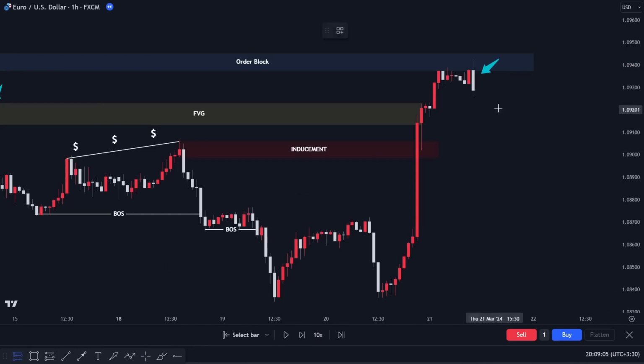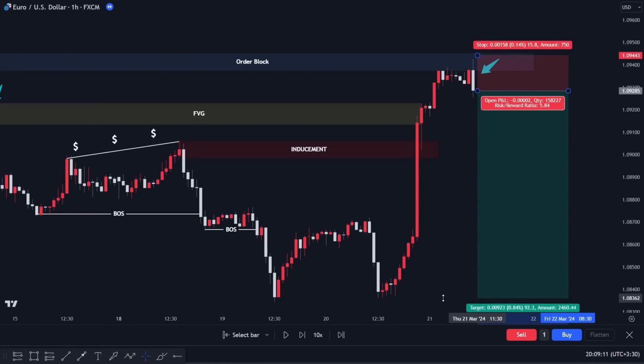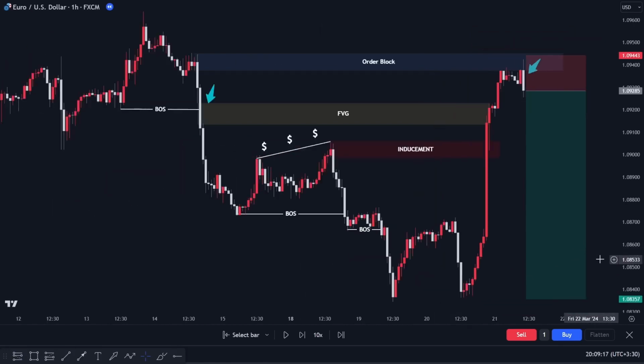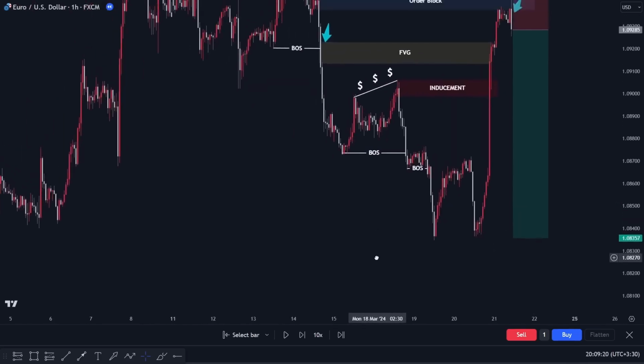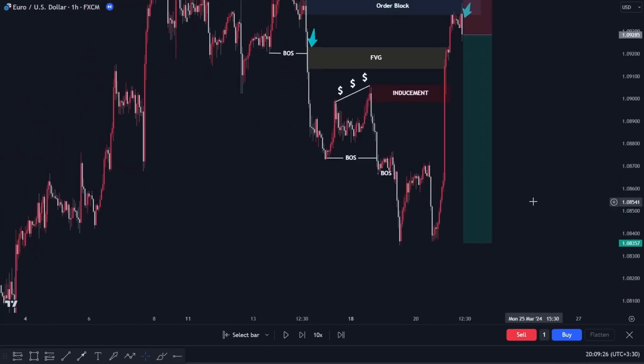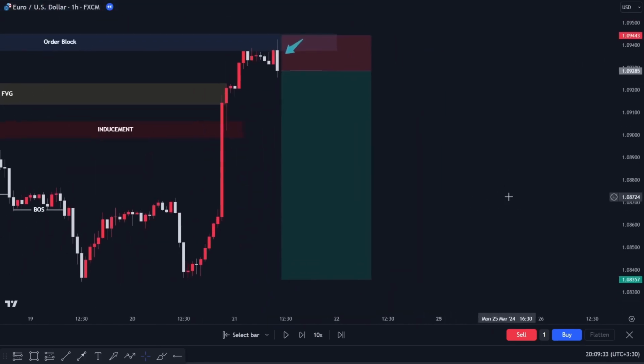Consequently, I'm going to enter a sell order at the close of the engulfing candle and set my stop loss above it. As for the take profit, I'll target the nearest swing low as the first target, and the subsequent lower swing low as the second target. Now, let's see the outcome.